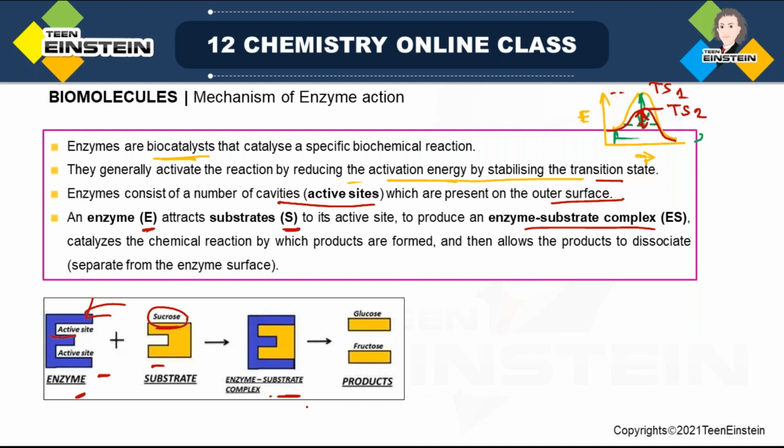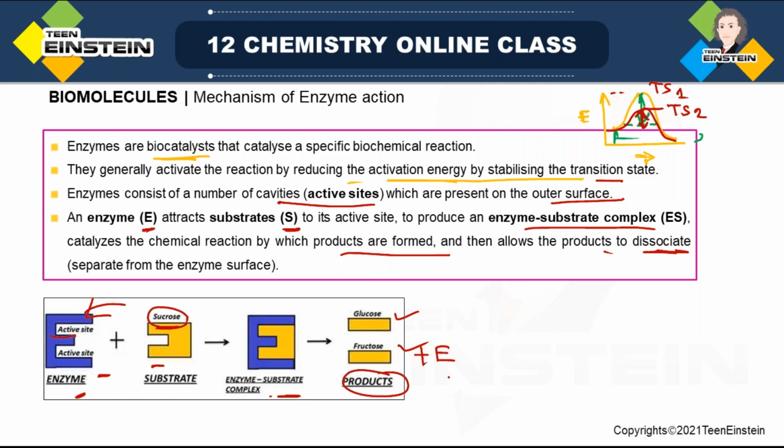each other, so they are fitting to each other completely, and this ES, that is the enzyme substrate complex, will ultimately dissociate to product. So first it will produce the enzyme substrate complex, which catalyzes the chemical reaction by which products are formed, and finally it will dissociate into product, and the enzyme will be regenerated. So these are the products: one part is glucose, another one is fructose, and the enzyme will also be regenerated.